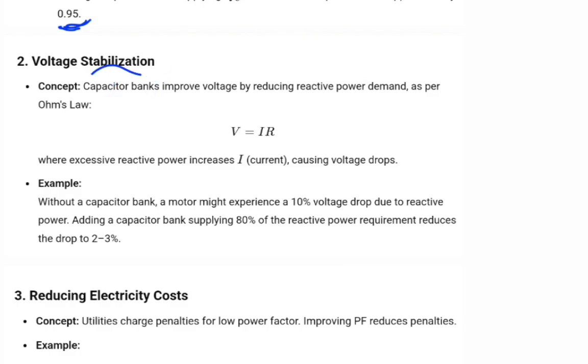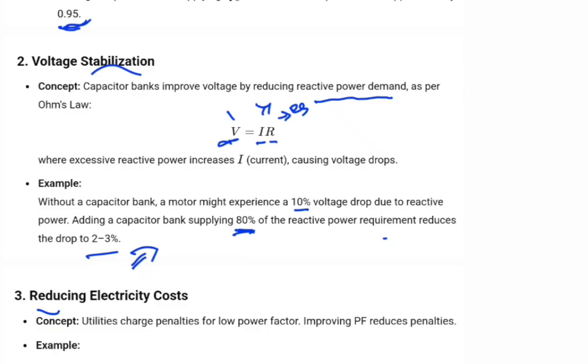So another one is voltage stabilization. The concept: capacitor's bank improves the voltage by reducing reactive power demand, as per Ohm's law. What is Ohm's law? Voltage V equals I into R, where I is the current, R is the resistance and V is the voltage, right? Without capacitor's bank, a motor may experience 10% voltage drop due to reactive power. Adding a capacitor's bank supplying 80% of the reactive requirement reduces the drop to 2 to 3%. Okay, so it is a major point in the power system.